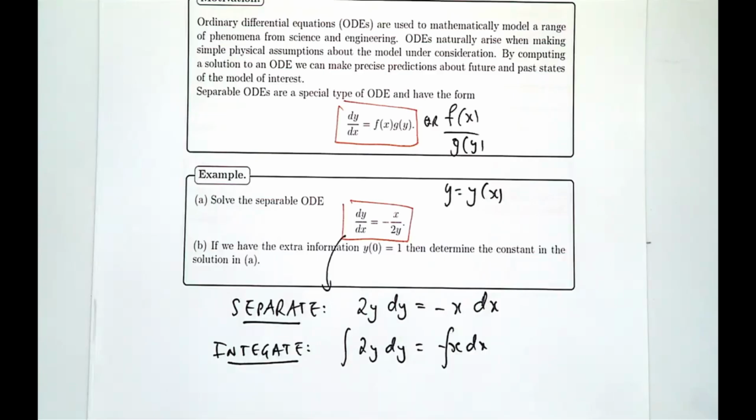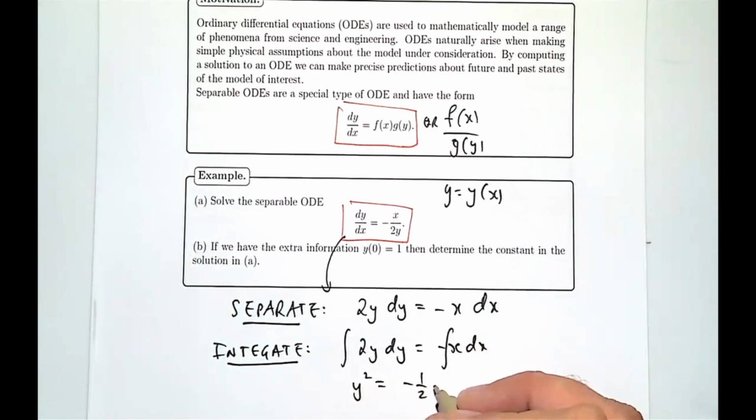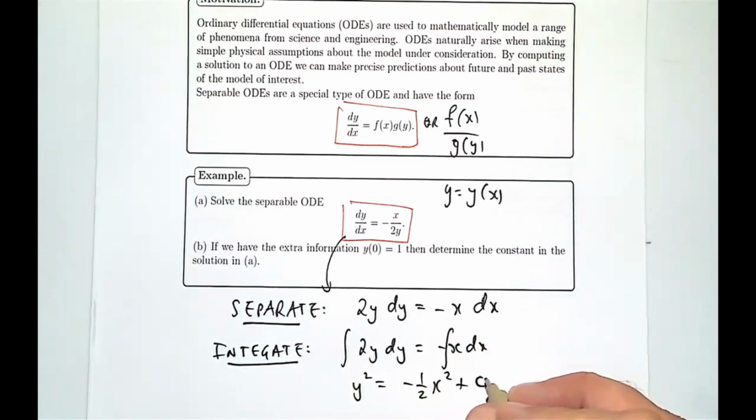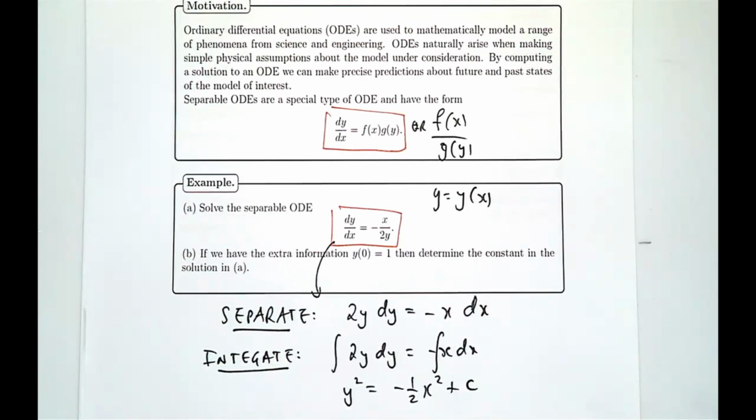But let's just actually solve the problem and try to solve for y. So if I integrate the left-hand side, what am I going to get? Yeah, y squared. On the right-hand side, like a negative half x squared, something like that. And so let's continue down here. Don't forget the constant of integration, because that's something that we would like to know.